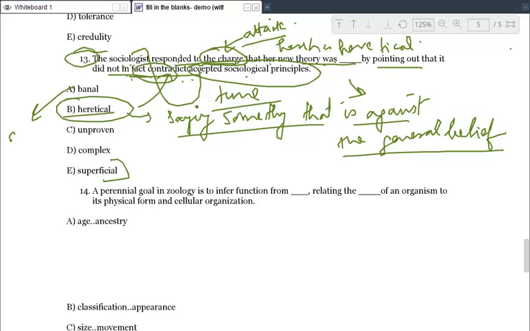Banal means dull and ordinary. Sociologist, not a socialist. Sociologist basically means the one who studies society, and banal means dull and ordinary. Everyone is happy with the answer, people. Can I say that the 13th question is now understood by all of you?